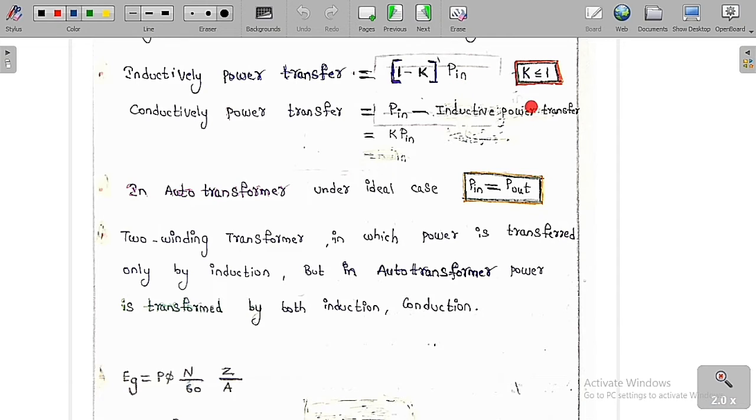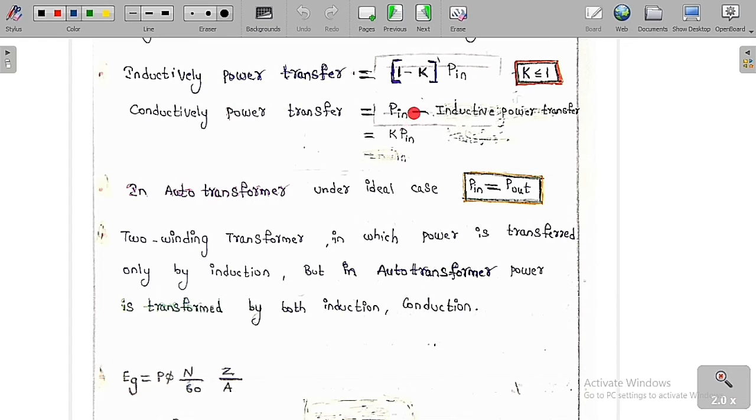So K is nothing but the ratio of the low voltage of the auto transformer by the high voltage of the auto transformer, and this is the input power. So suppose if you want to know the conductive power transfer, which is input power minus inductive power transfer, we are going to get K into PIN, where K is called the transformation factor. It is always less than or equal to 1. So simply we can say it is the ratio of the low voltage of the auto transformer by the high voltage of the auto transformer.